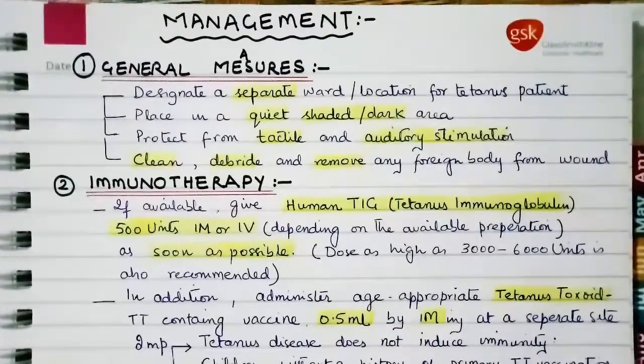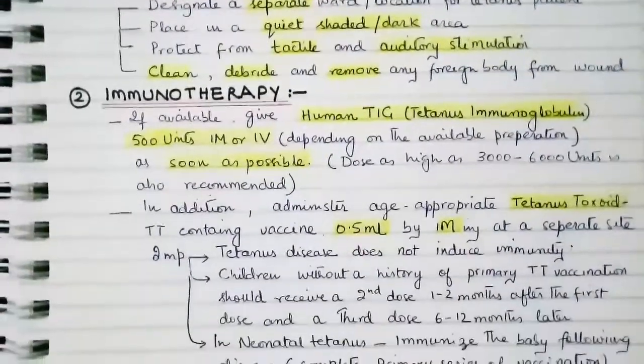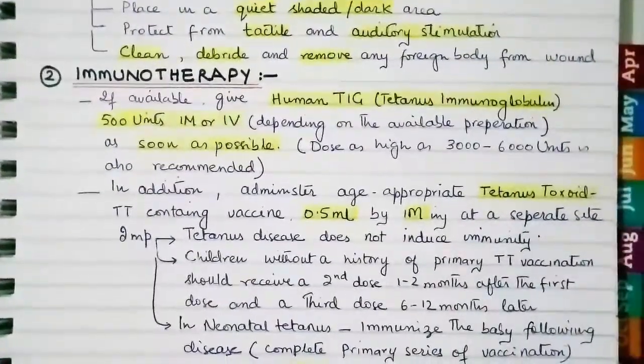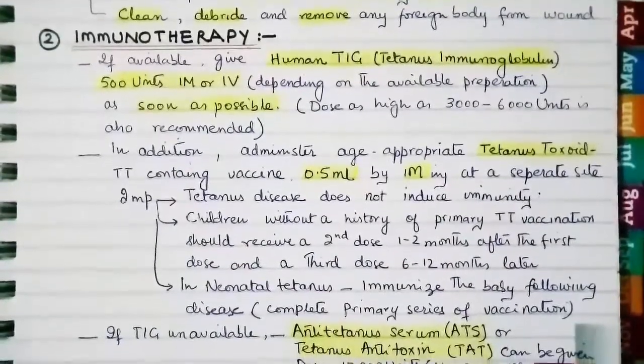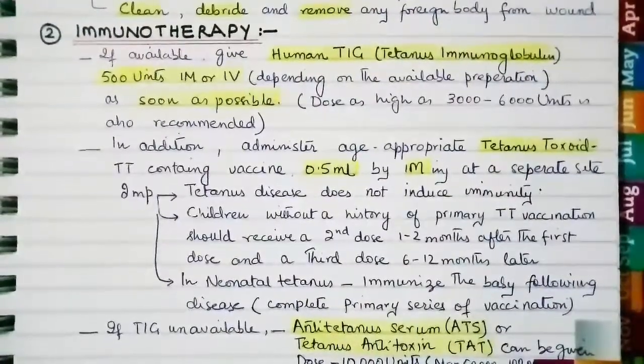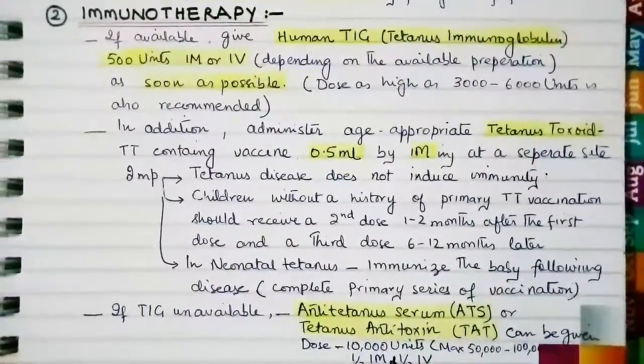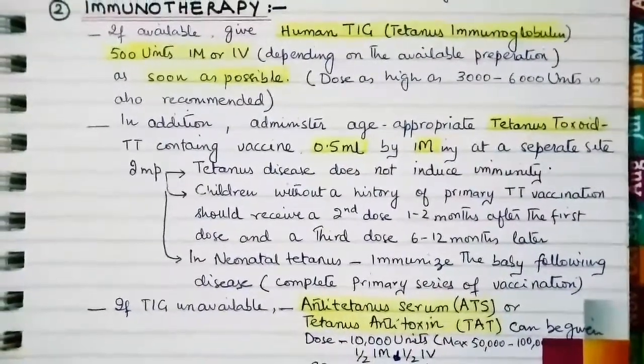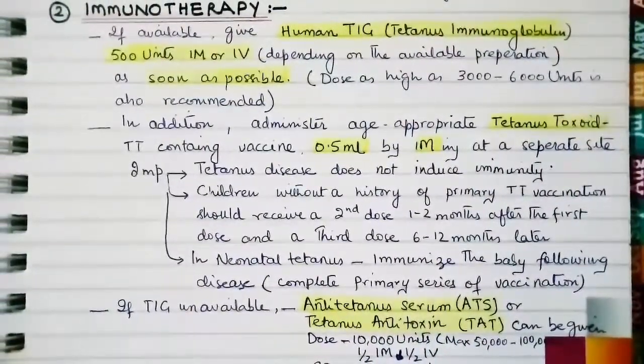In a tetanus patient, human tetanus immunoglobulin should be given as soon as possible to neutralize the toxin, which is present in the circulation, to prevent its binding with the neural tissue. Because once the tetanus toxin starts axonal retrograde transport to the spinal cord, it cannot be neutralized. Usual dose of tetanus immunoglobulin is 500 units intramuscularly or intravenously, depending upon the available preparation. In addition, administer age-appropriate tetanus toxoid-containing vaccine, 0.5 ml intramuscularly, at a separate site.